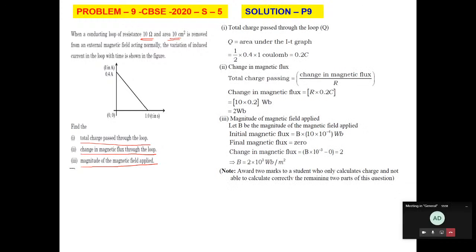See this. Total charge. This is a current time graph, so the area under the current time graph is charge. Just take the area under this graph. It will give us Q. So it is 0.2 coulomb.